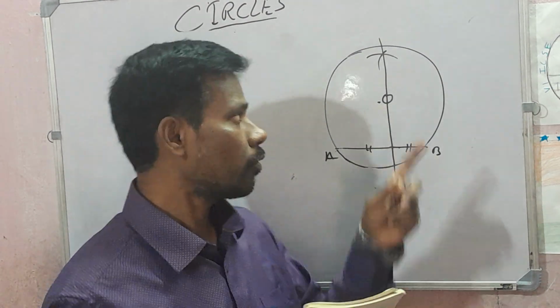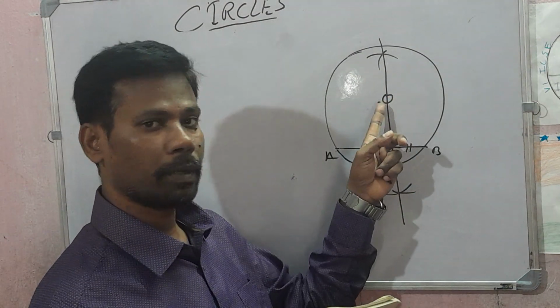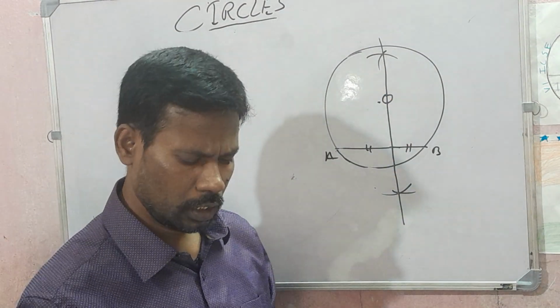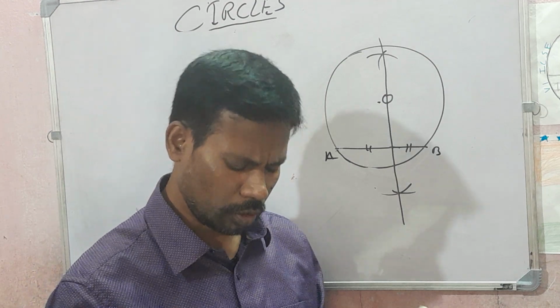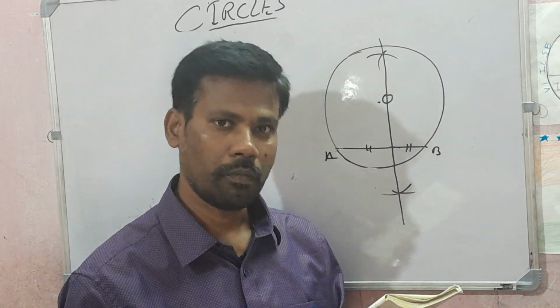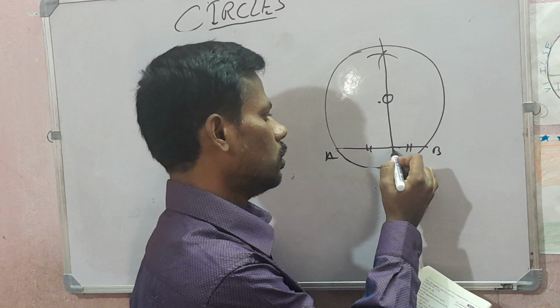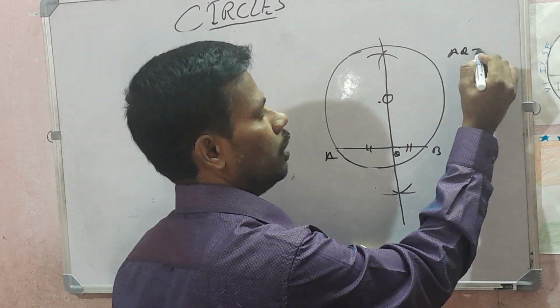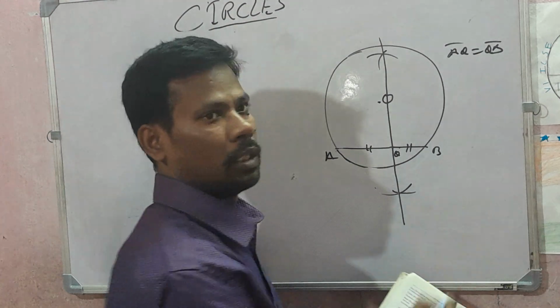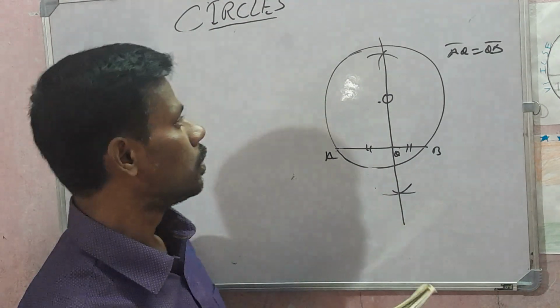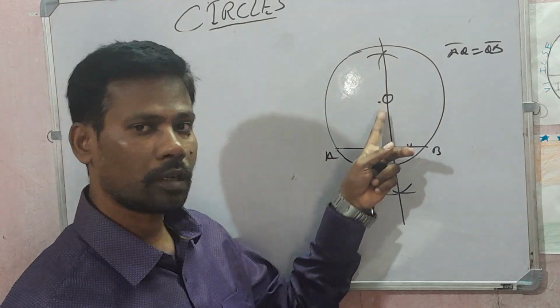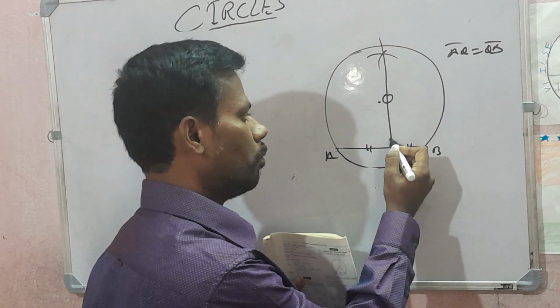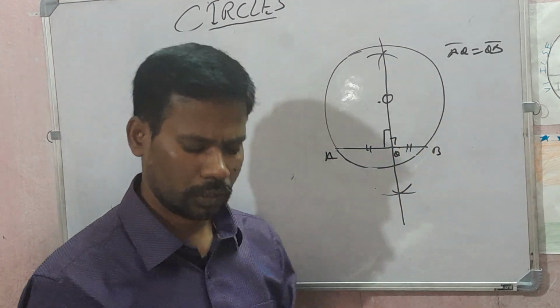The perpendicular from the center to the chord bisects the chord. That means AQ is equal to QB. AQ is equal to QB. Right? The perpendicular from the center to the chord bisects the chord. That's it.